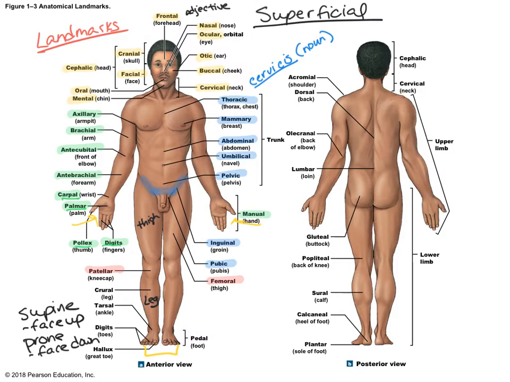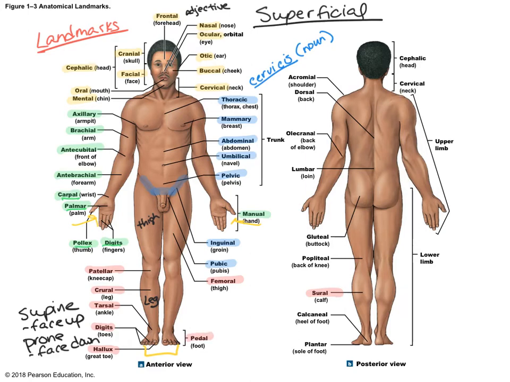So on the front of the leg is crural, and on the back of the leg is sural. Then we have the ankle and the foot. The ankle is tarsal. The toes, again, are the same as the fingers. They're called digits. Then we have the great toe, which is called hallux. And the entire foot is called pedal.